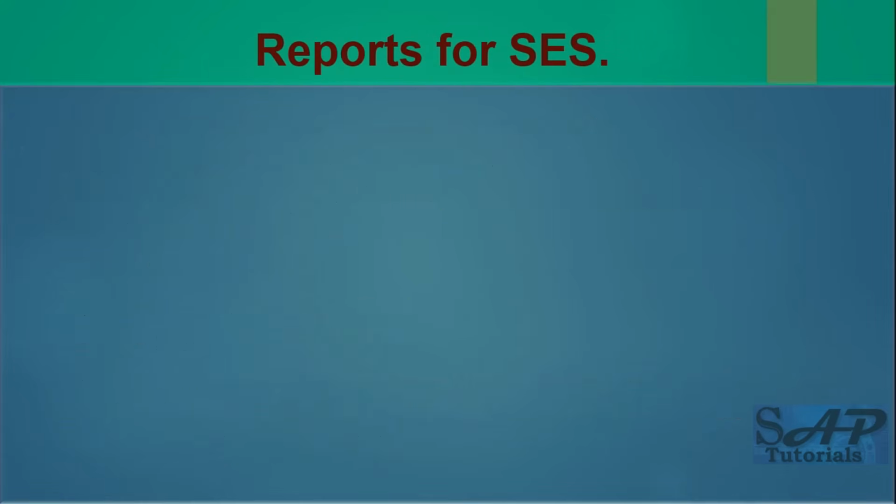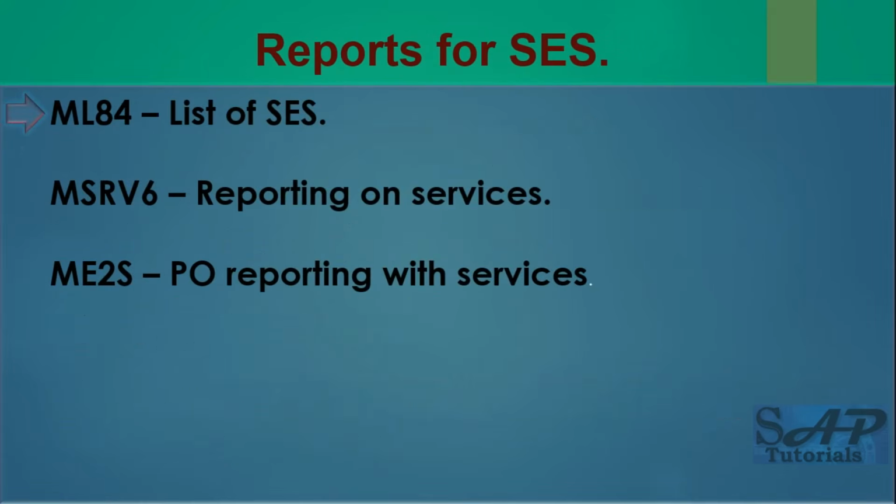Then what are the reports for SES? So these are the reports. You can check that. These are the T codes or reports you can run and you can find out details for that. One more thing is that there is a service material also available, that is DIEN, or with HANA there is a service material type, that is SERV.